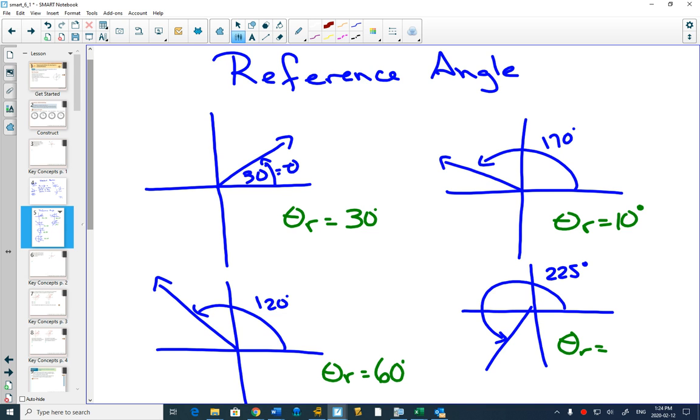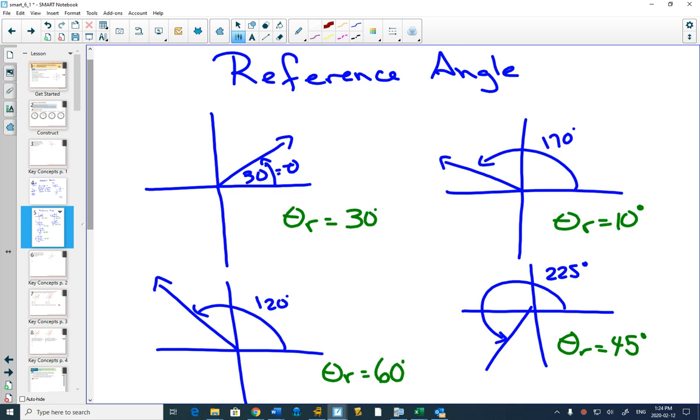And this one's not 180 minus. 180 plus 225, so it's 405. 225 minus 180, so you get 45 degrees. That is the reference angle.